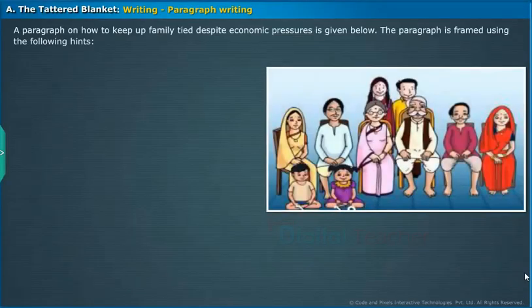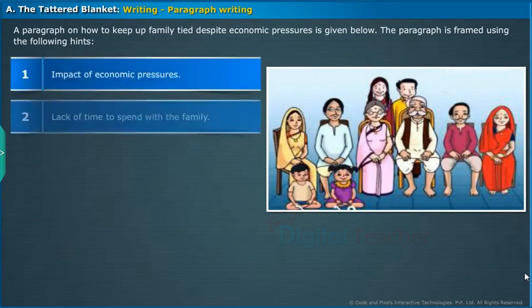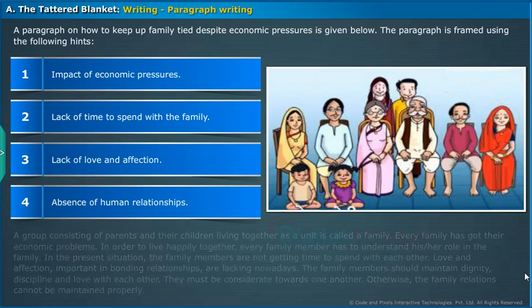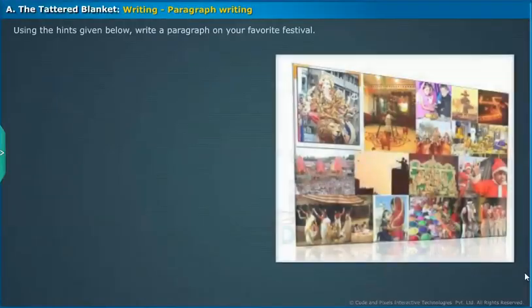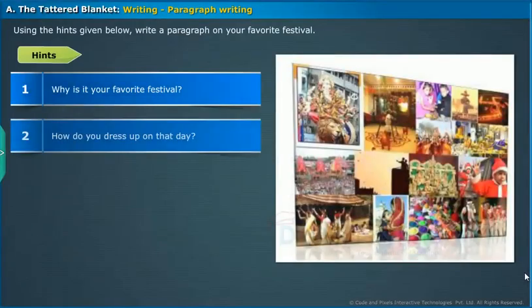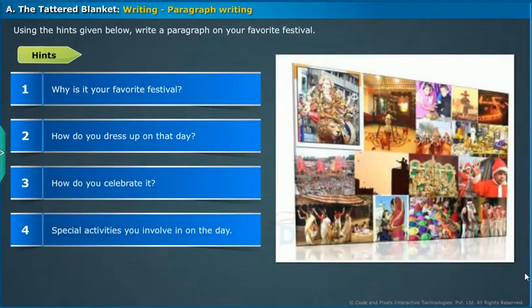A paragraph on how to keep a family tight despite economic pressures is given below. The paragraph is framed using the following hints. Let us now do an activity to check your understanding. Using the hints given below, write a paragraph on your favorite festival.